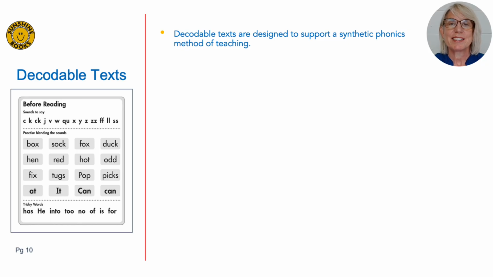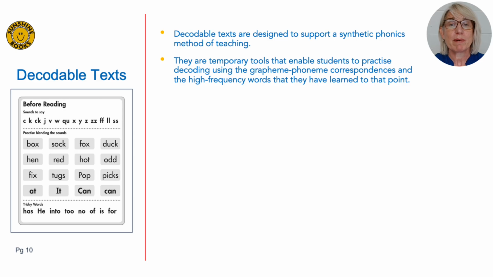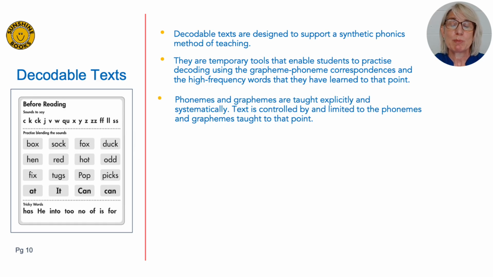Decodable text is designed to support a synthetic phonics method of teaching. They're temporary tools that enable students to practice decoding using the letter-sound correspondences and the tricky high frequency words that they have learned to that point. Phonemes and graphemes are taught explicitly and systematically through a carefully designed scope and sequence. Text is controlled by and limited to the phonemes and graphemes taught to that point.